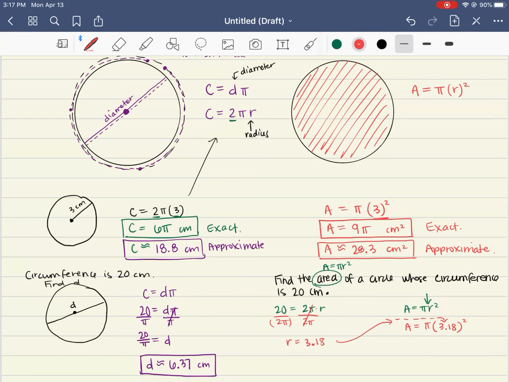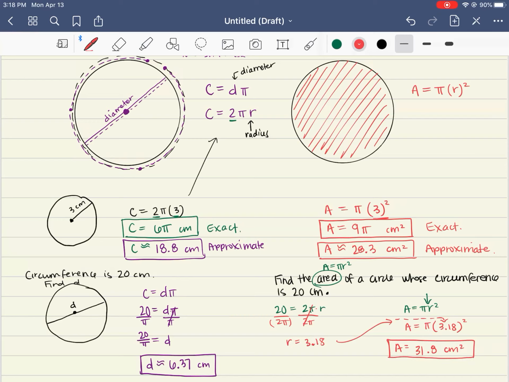And then we just say, okay, if we square that value, the 3.18, and then we multiply that by pi, we end up with our area being about 31.8 square centimeters.